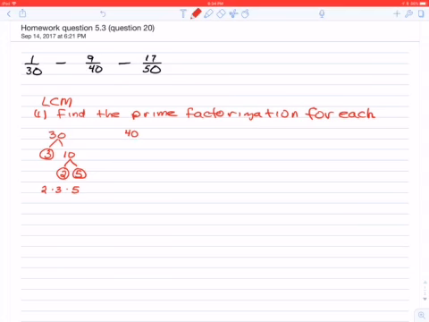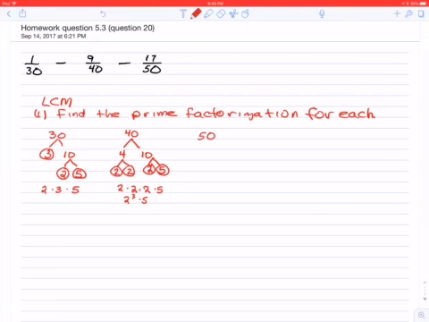40, I can break that down into 4 times 10. 4 can be broken down into 2 times 2. They're both prime. 10 can be broken down into 2 times 5. They're both prime. So I have 2 times 2 times 2 times 5. I can use exponents as a shorthand notation for that repeated multiplication. So instead of 2 times 2 times 2, I can represent that as 2 to the third times 5.